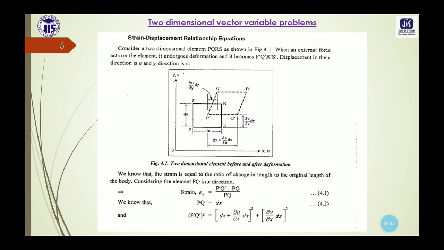It means one external force is applied on the original element, that is before the deformation it was PQRS, and when some external force is applied on the element, it undergoes a deformation, and then its deformed shape becomes P dashed, Q dashed, R dashed, S dashed. Now the displacement in the X direction is considered as U, and in the Y direction it is considered as V.